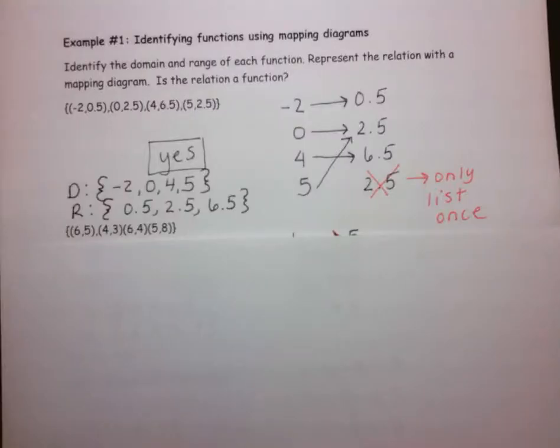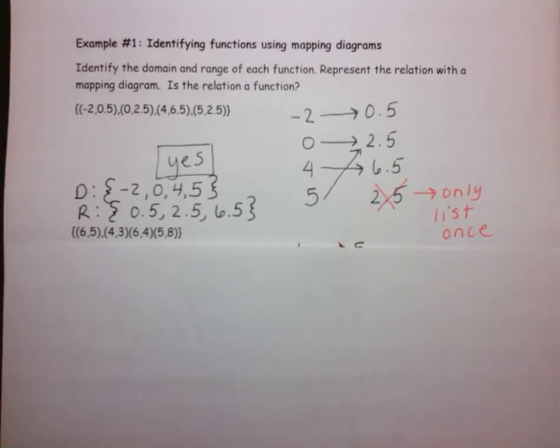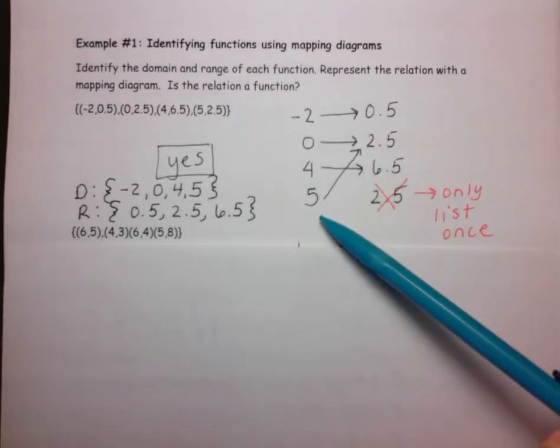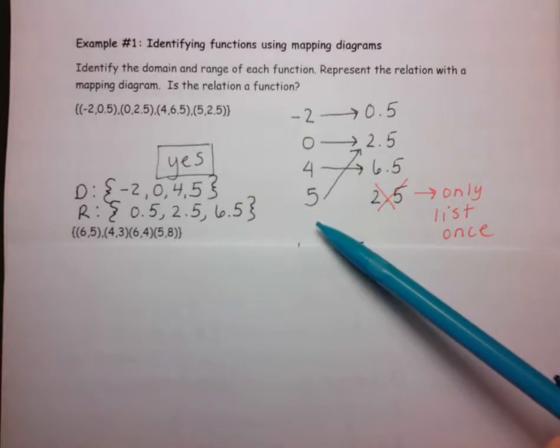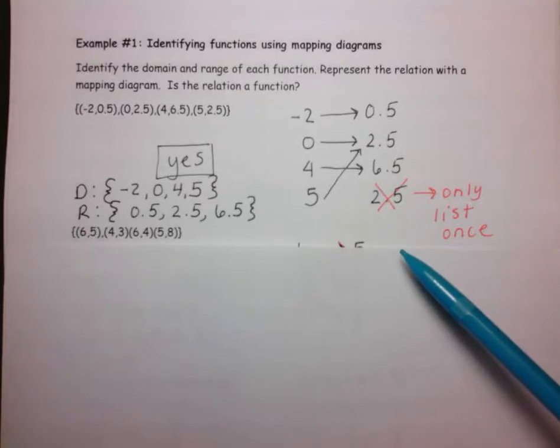So let's go to example number 1 and let's talk about mapping diagrams. Again, a mapping diagram is just a way to determine if a relation is a function or not. And so how do I do a mapping diagram? I list all of my domain values, and then I list all of my range values. But be careful, only list them once. If any of the domain values repeat themselves, or if any of the range values repeat themselves, you still only list them once.